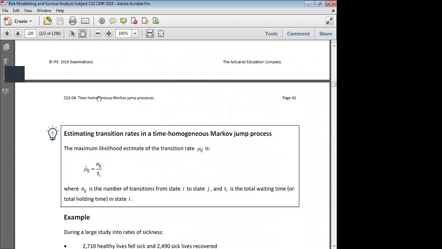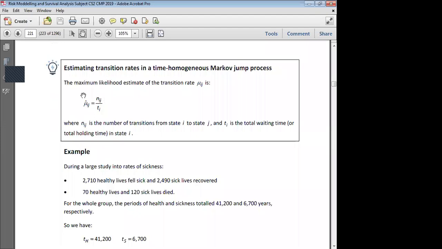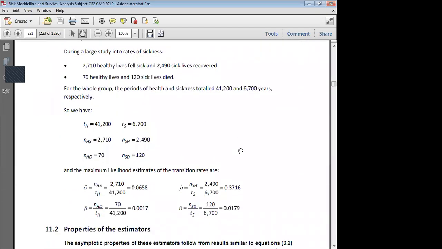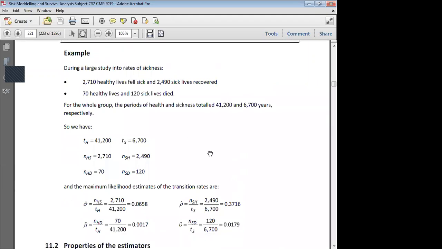Okay, so now they have just generalized it. If you have a look at this example, this is pretty easy. Not much needs to be done for the MLE of these parameters. Here they are saying that during a large study into rates of sickness, this many healthy lives fell sick and this many sick lives recovered. Recovered means healthy again. You have 70 lives dying and 120 sick lives dying. And for the whole group, the periods of health and sickness totaled 41200 and so on. So they have just summarized the information here.